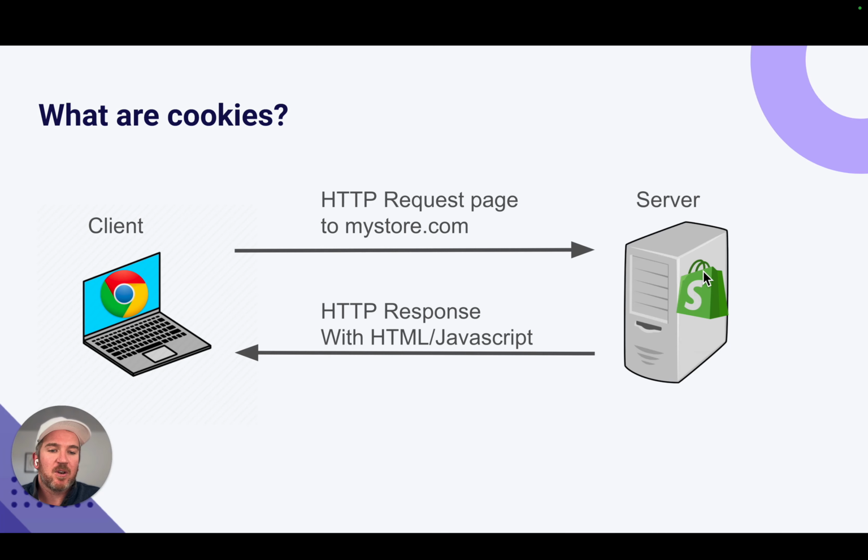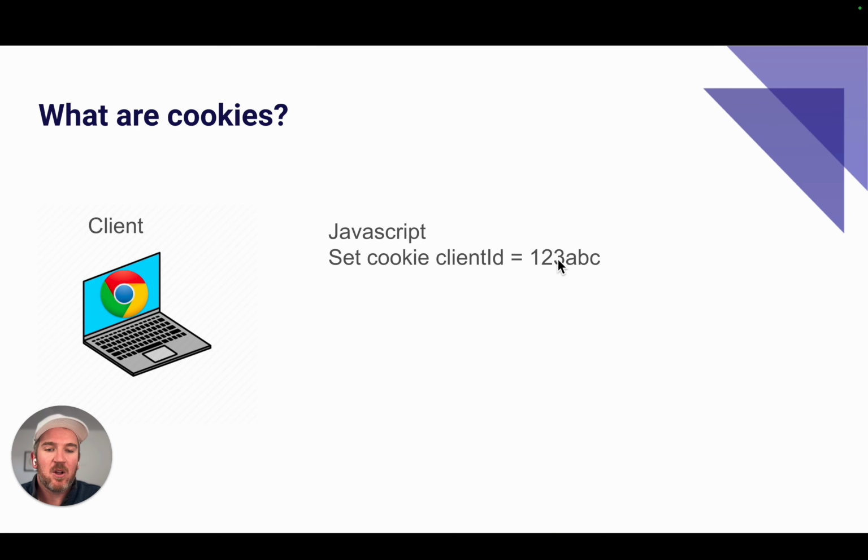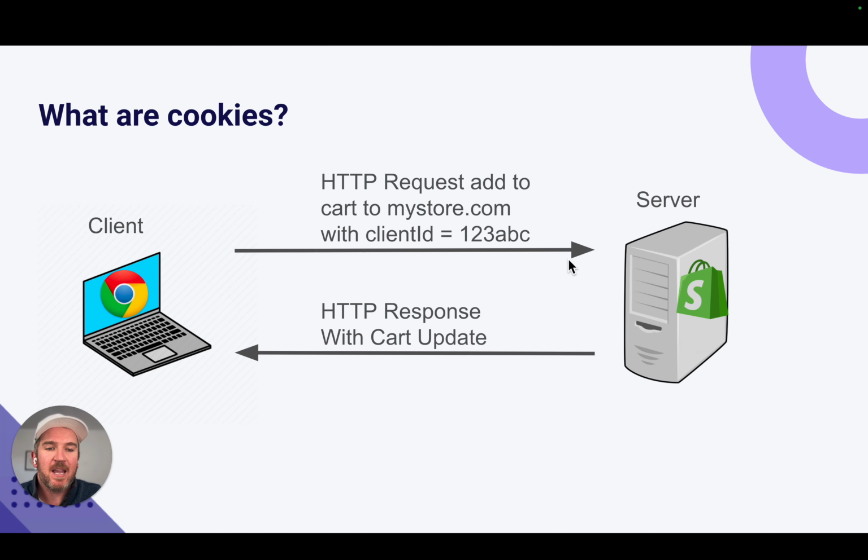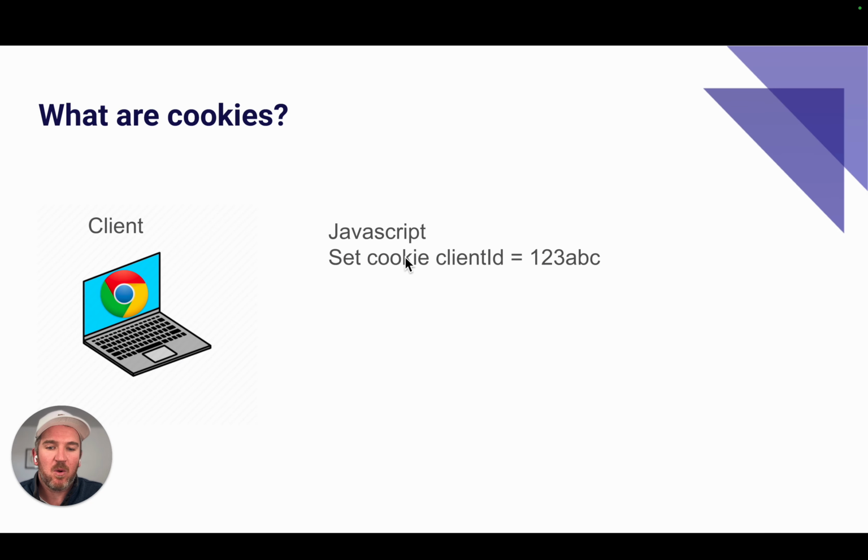And so the server says, store a client ID called 123ABC in a database somewhere, and in the HTTP response, tell the client to store that cookie, client ID 123ABC, in the browser. So Chrome runs that JavaScript and stores a client ID equal to 123ABC on the Chrome browser for mystore.com. That is what a cookie is. A cookie is stored on the browser. It can be used for anything. It's really just persistent storage on the client, right?